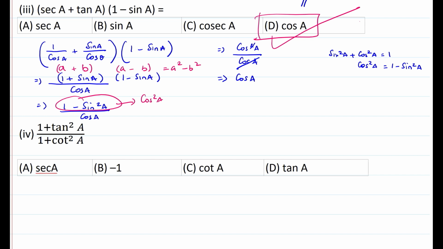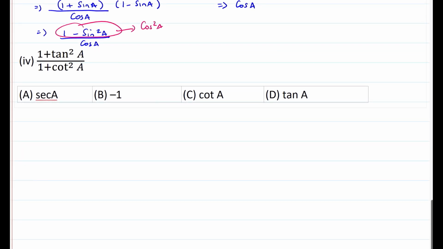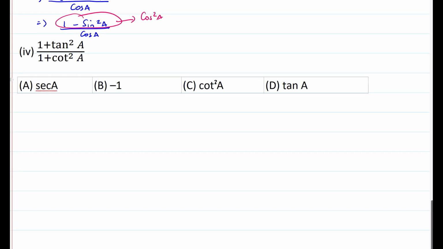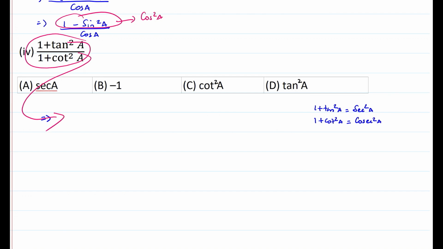Hope you understood the working of this problem. Now let's go into the next problem. This is a very easy problem: 1 plus tan square A divided by 1 plus cot square A. So 1 plus tan square A is equivalent to secant square A by the trigonometry identity formula, and 1 plus cot square A is equivalent to cosecant square A.